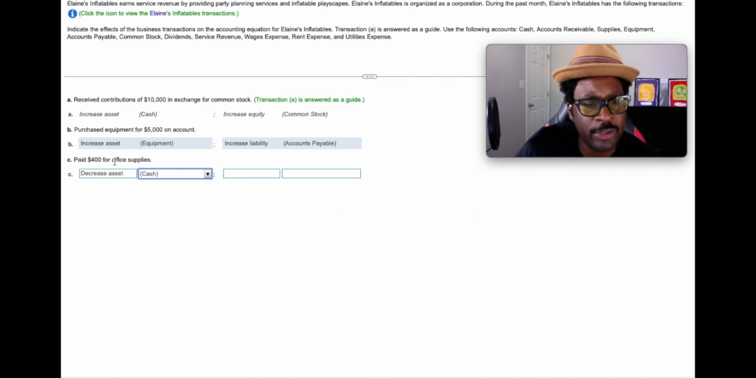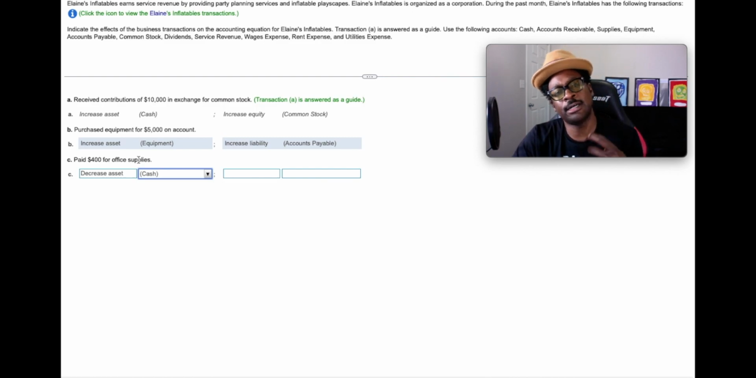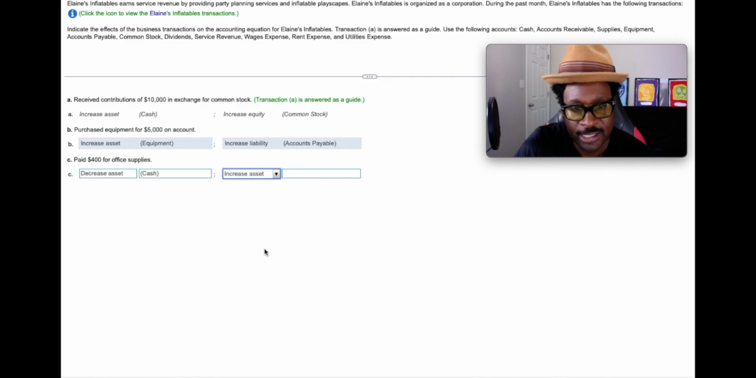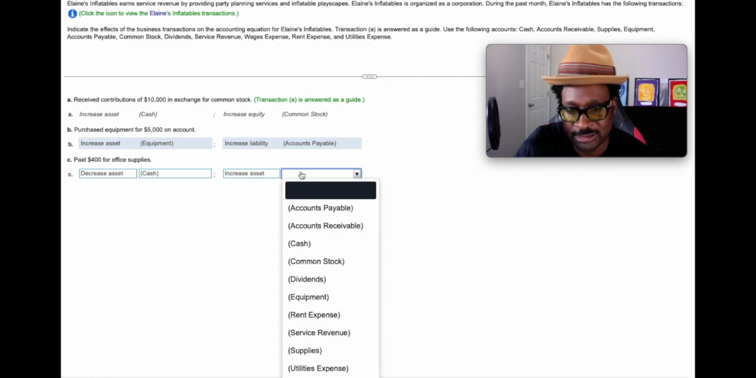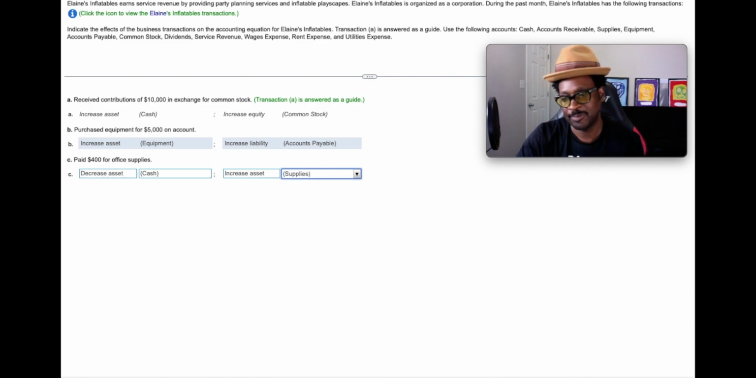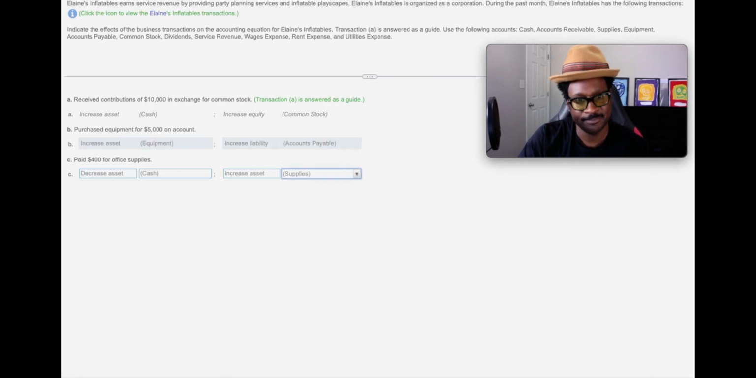And the other keyword here, obviously, again, is office supplies. So our office supplies is actually the asset that we paid for. So our assets are going to increase, and that particular account is considered office supplies. We have supplies down here. Let's check that answer. Bang.